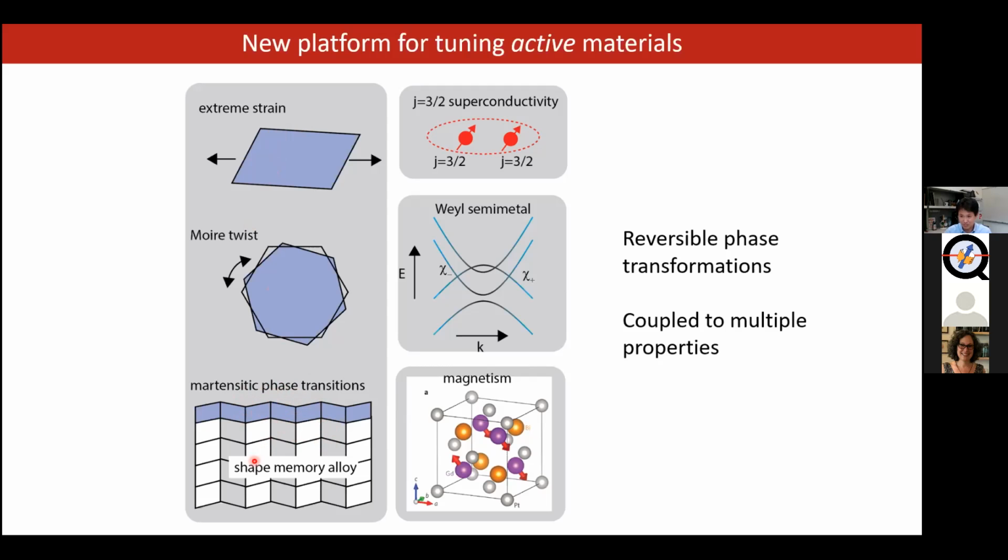So I think this is really just the beginning of what can be done now that we have this platform for making exfoliatable, high quality single crystalline membranes of Heusler compounds.